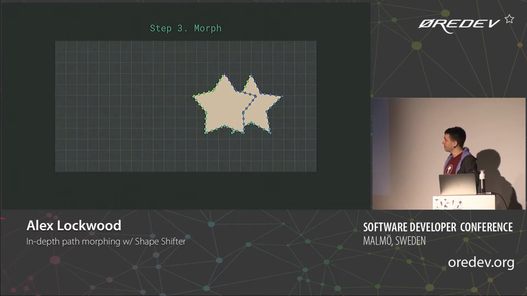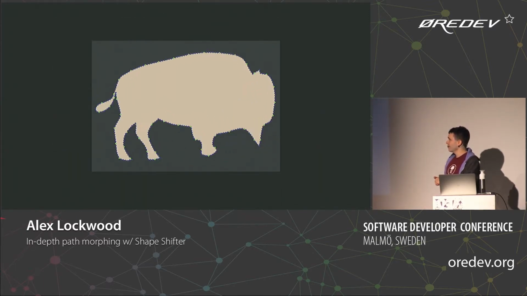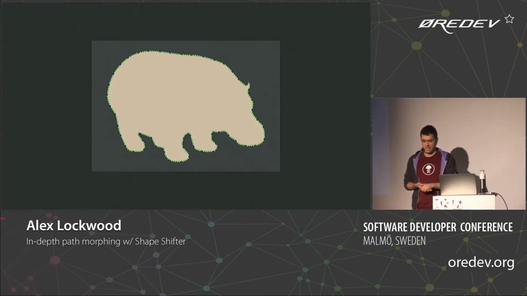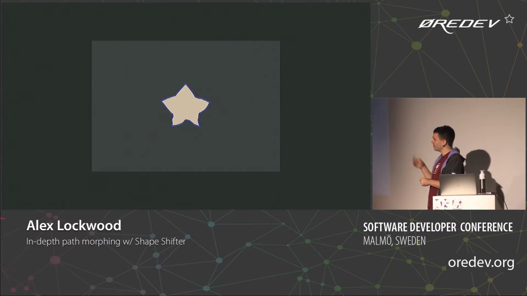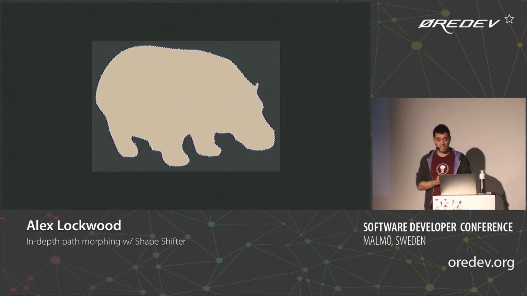To take this a little bit further, here's an example using this technique of morphing random shapes into each other. You can see the green points are the points that are being added, the dummy points, just for the purposes of making the path morphing animation work.